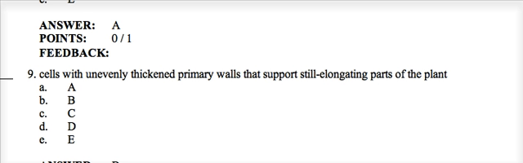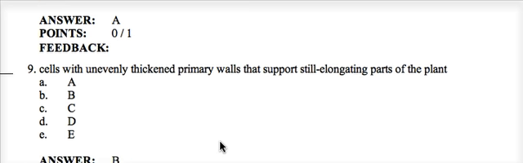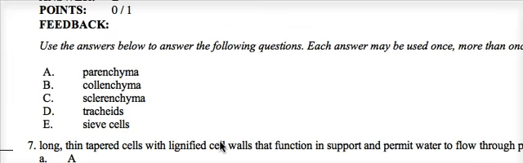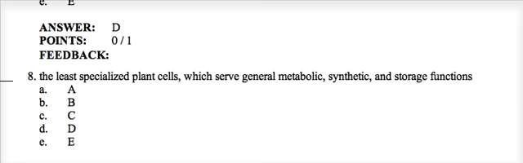Number 9: cells with unevenly thickened primary walls that support still-elongating parts of the plant. All right. The answer, pause if you don't want to hear the answer yet. The answer is B. So the answer is collenchyma. If these are completely stumping you, please spend a little bit of time knowing the difference between these. These are two cells that have to do with specific functions.